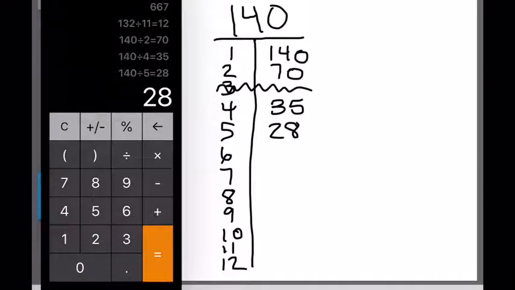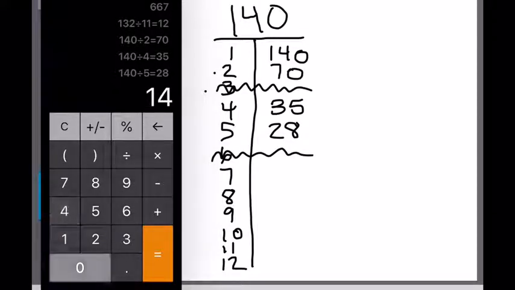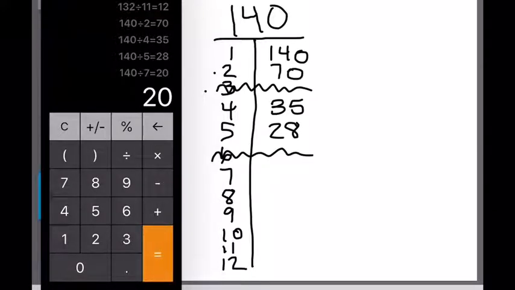In order for 6 to be a factor, 2 and 3 also have to be a factor. 3 is not a factor, so 6 is not a factor. 140 divided by 7 equals 20. So my next factor pair is 7 and 20.